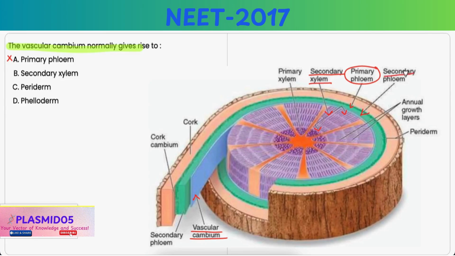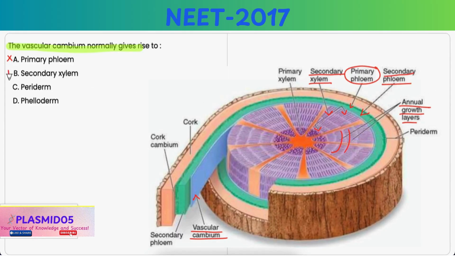And this activity increases the girth of the plant stem or root, and it contributes to the thickening of the plant over time. And this process is also very prominent in woody plants, and it leads to the formation of the annual rings in trees. Hence, it is the correct option.